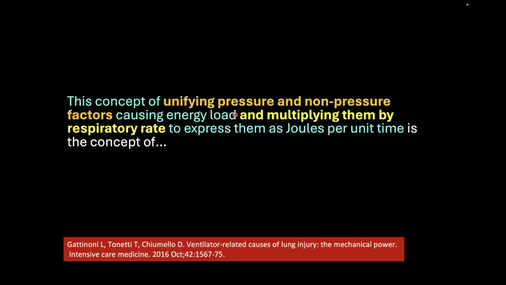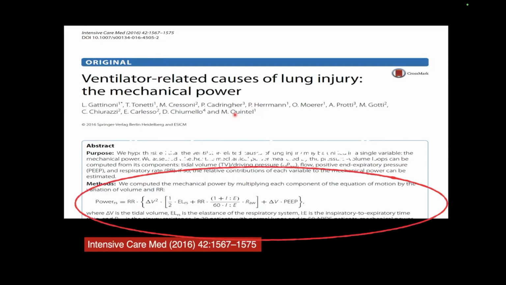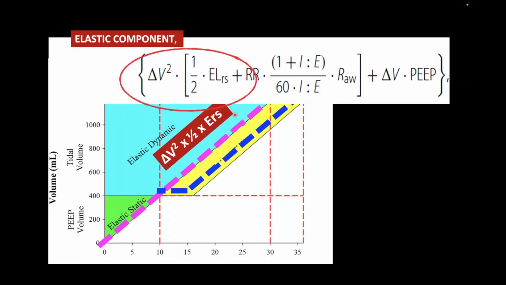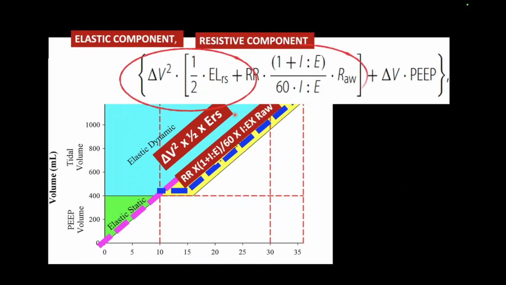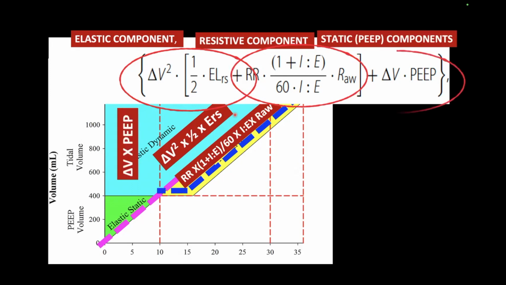So when we combine all this, unify these pressure and non-pressure parameters, and then multiply them by respiratory rate to express them in joules per minute, then we get this particular thing called mechanical power, which is the last part of my talk today. So in 2016, Gattinoni et al. presented this paper and came up with this equation of mechanical power for volume control mode called the comprehensive equation. This equation has an elastic component, a resistive component, and a static component.